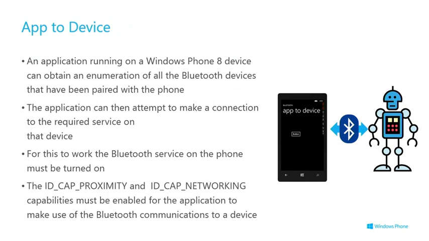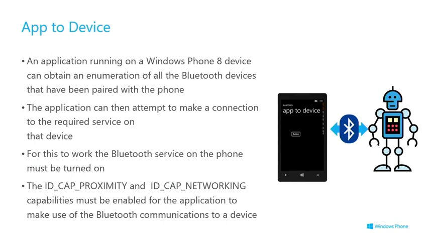So app-to-device. Nice picture of a robot there. I love that. An application running on a Windows Phone 8 device, first of all, gets a listing of all the Bluetooth devices that have already been paired with the phone where it's running, and then it can query the devices for services that it offers, and then attempt to make a connection to the required service on that device. There's a couple of capabilities you need to enable for this.